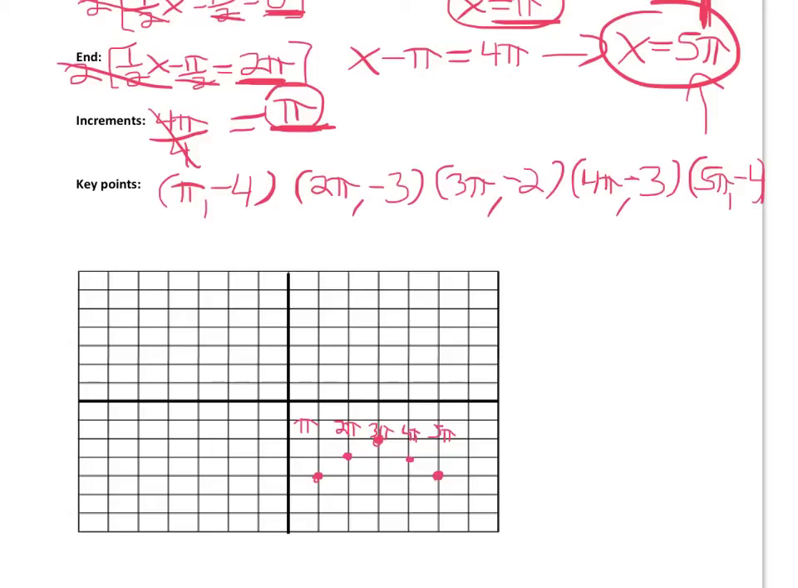So remember, when you connect it, this is what it looks like. I know if I continued, it would just go up like this. We continue forever to the right, continue forever to the left. So that's why our domain is all real numbers, but you only have to graph one period.